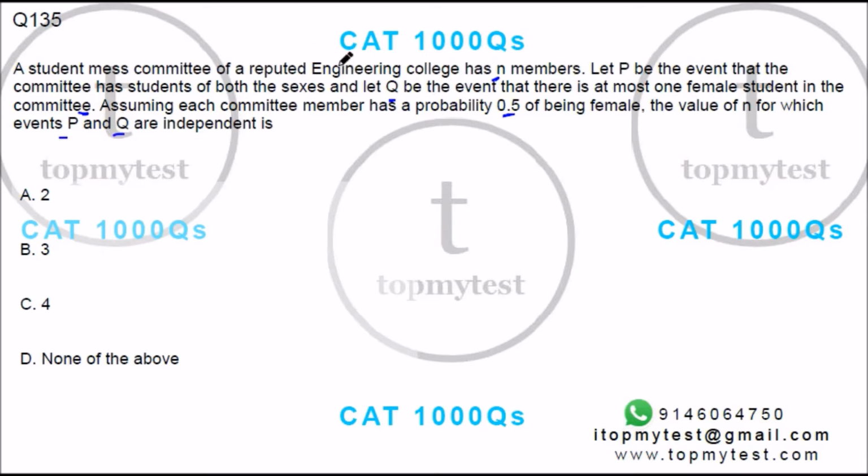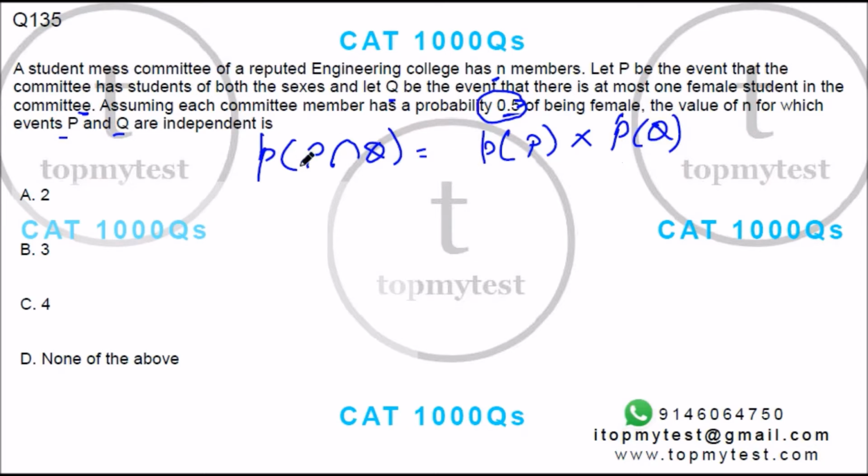Okay, so now if you look at it, the probability of being a female is half. So I can toss a coin, and if it's heads it will be a male, if it is tails it will be a female. We also know two events will be independent when the probability of P intersection Q is the same as the probability of P times the probability of Q. Right, so let's see what these values are.